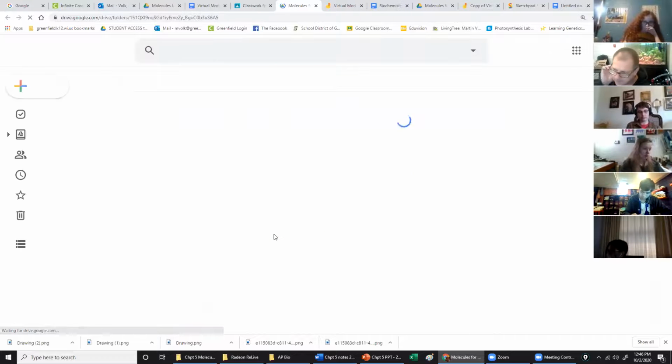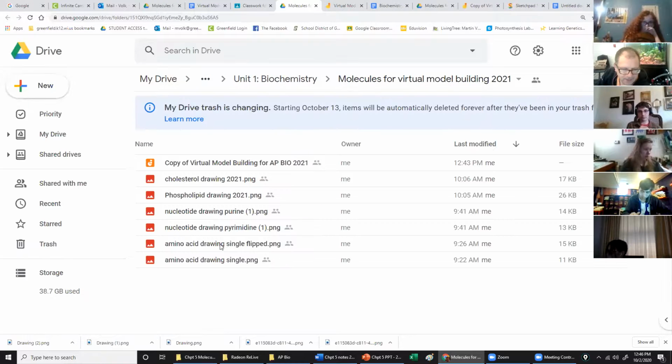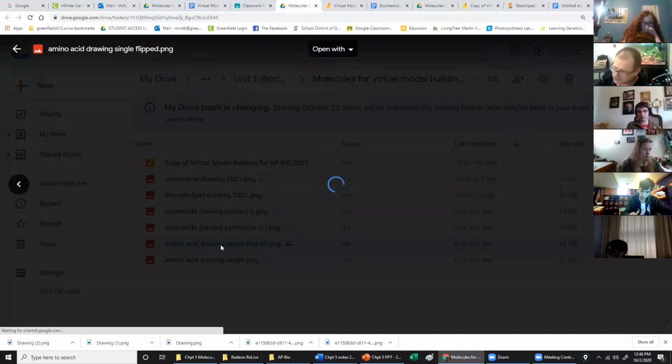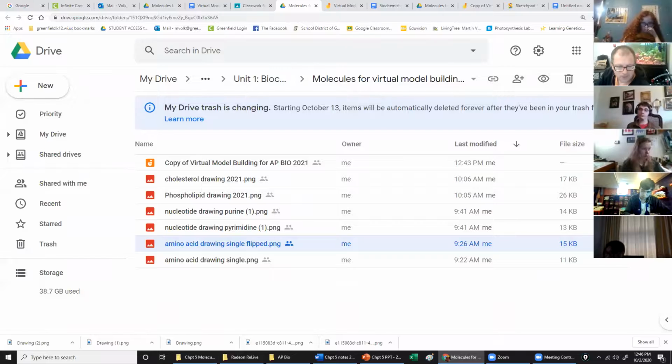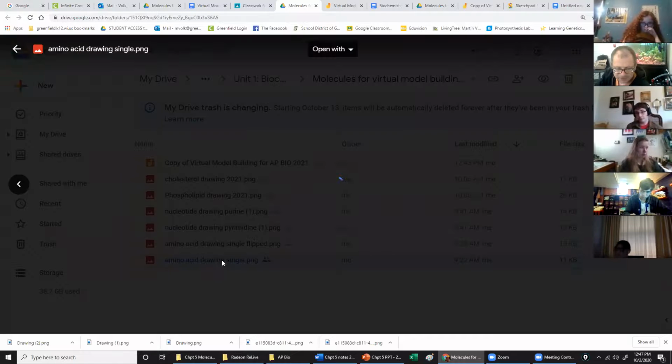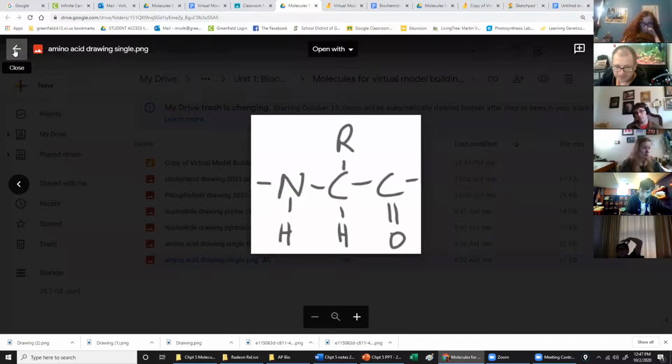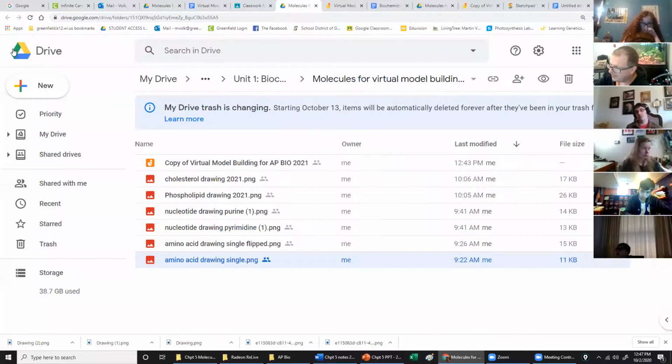Just go here. And look at that. There's an amino acid. You can just use that. Make a copy of that for you in your Google Drive. Put it in your AP Bio folder. Go to the other one, the normal one, and do the flip one and the normal one. Make a copy of it, save it. And then you can import those into Jamboard. So you're just going to use mine that look beautiful instead of doing your own.